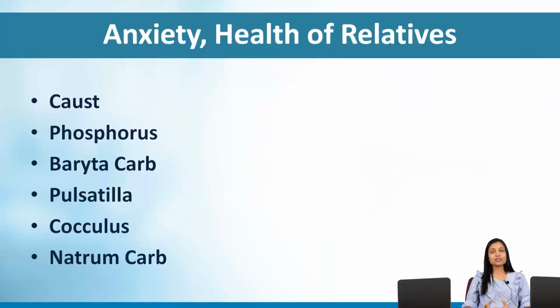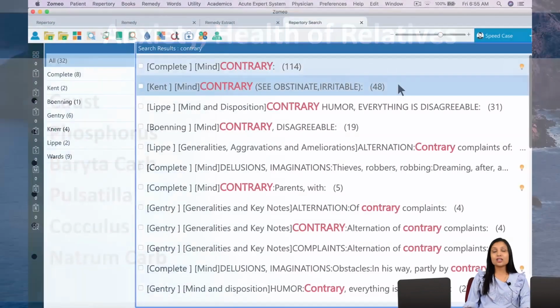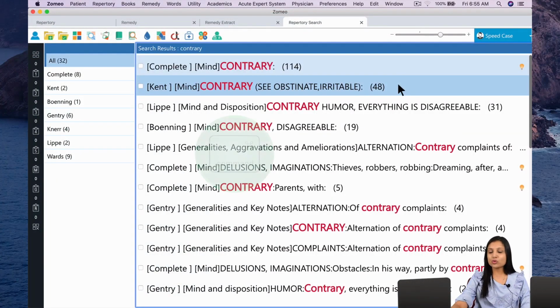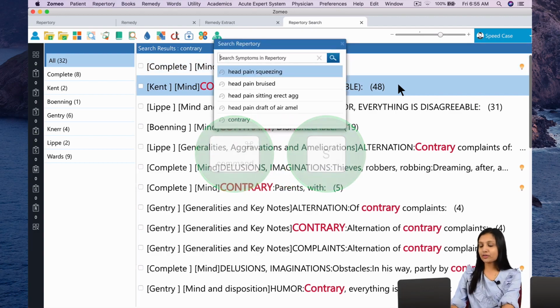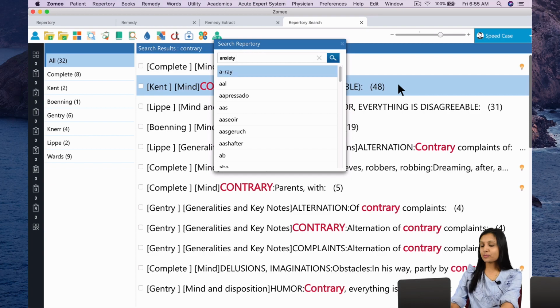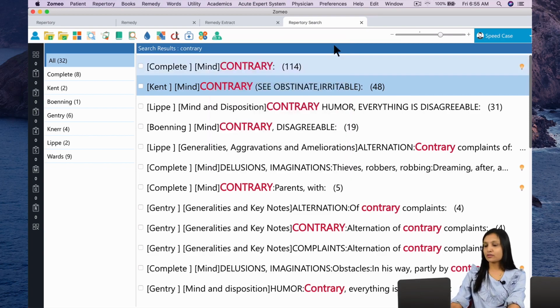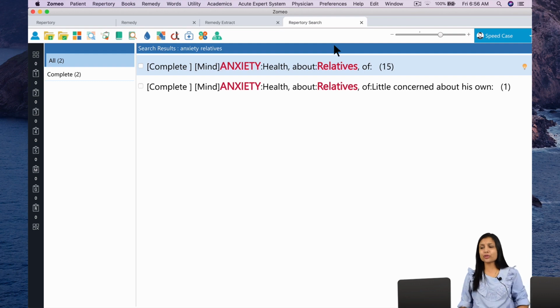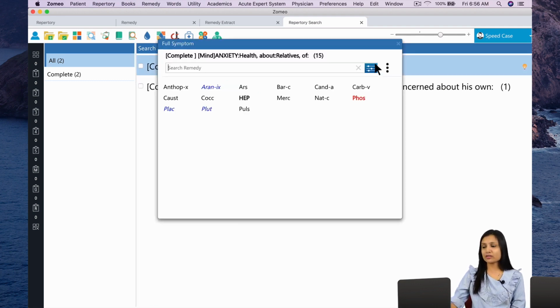Now, I had mentioned that there is a lot of anxiety with relation to the health of relatives. Okay, let's look at this rubric. We do a Command S and we type anxiety, space, relatives. Okay, so only two rubrics for anxiety, health, about relatives of. The first rubric, which has 15 remedies. Let's click on it to see which remedies are present. Hepar Sulph is the only remedy present in grade 4. All the other remedies are there in lower grades.